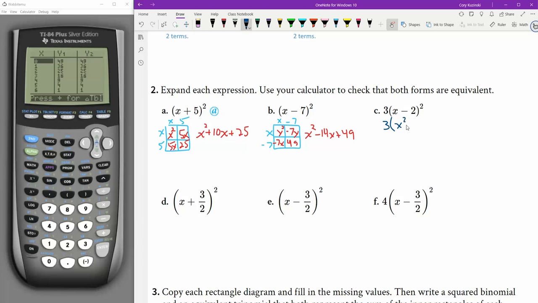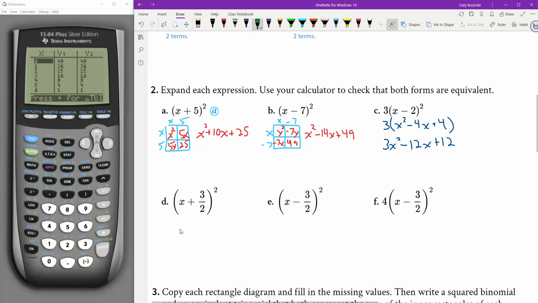x squared minus 4x plus 4 is equivalent to x minus 2 squared. I know these two corners are always going to be equivalent to each other, and I know they're always going to be the product of these two terms in the binomial. So negative 7 times x is negative 7x. 5 times x is 5x. And if you double it, you get that middle term. So negative 7x doubled is negative 14x. 5x doubled is 10x. So negative 2 times x is negative 2x. Doubled is negative 4x. And then I'll just use the distributive property to finish expanding this. And I get that.